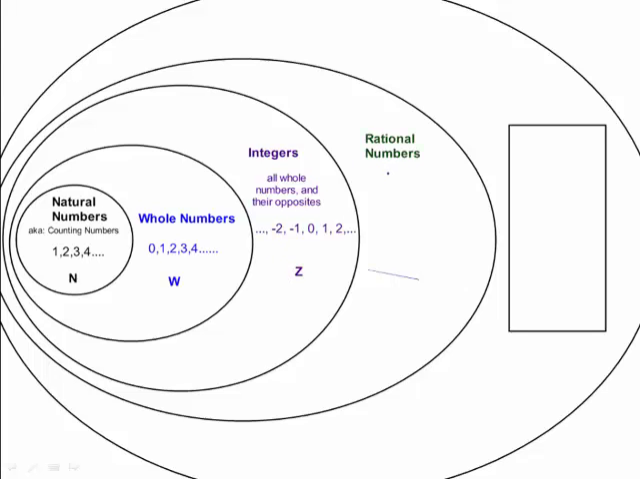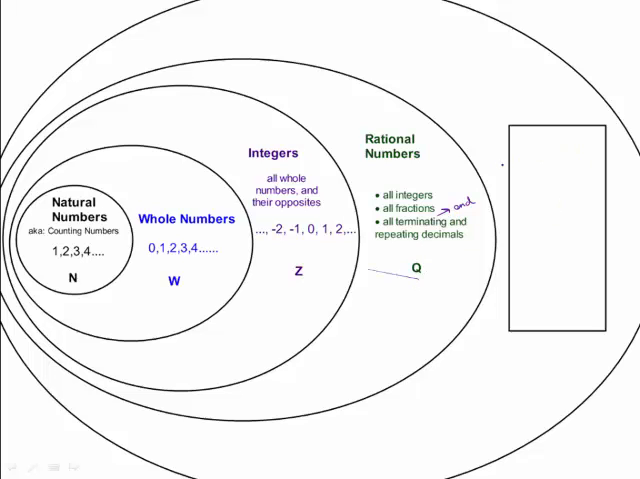The next set we have are the rational numbers. These are all of the integers, so everything here, natural numbers, whole numbers, integers, and all of the fractions and all decimals that terminate, so end, or repeat. And they're symbolized with a Q, bolded Q.